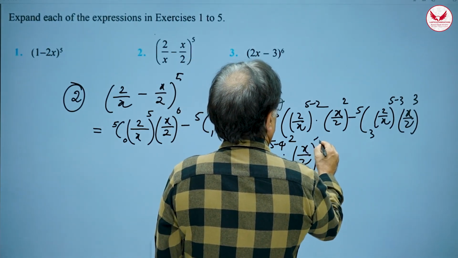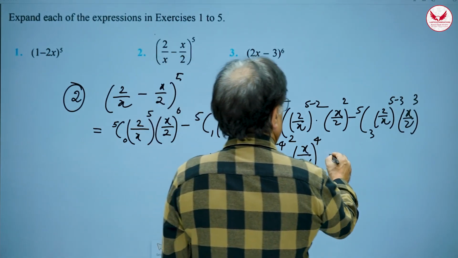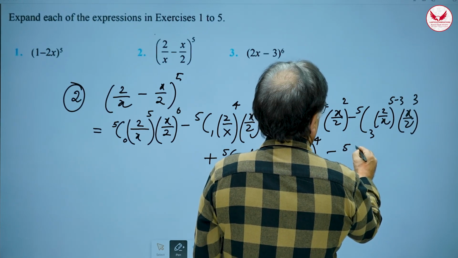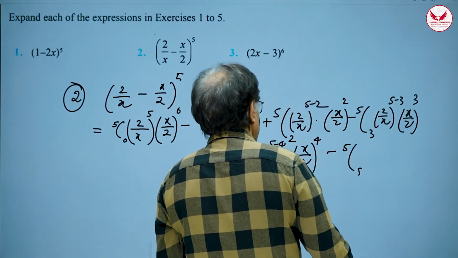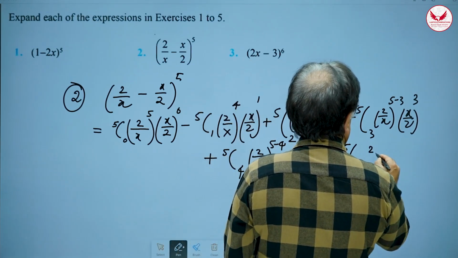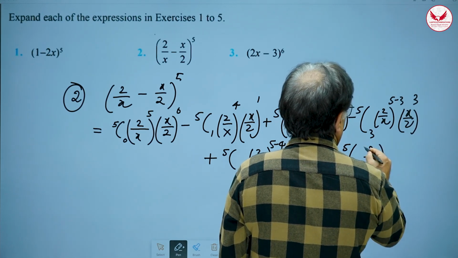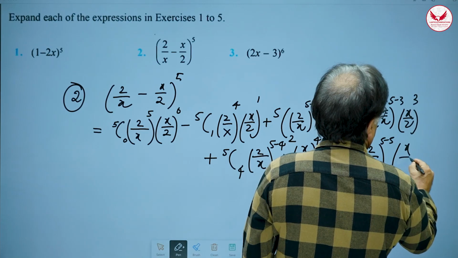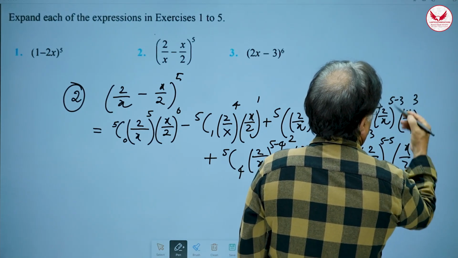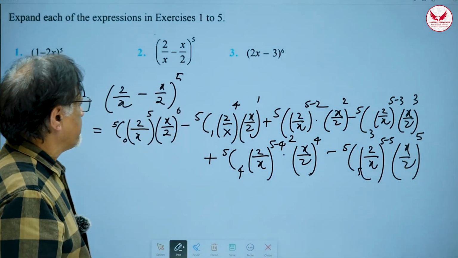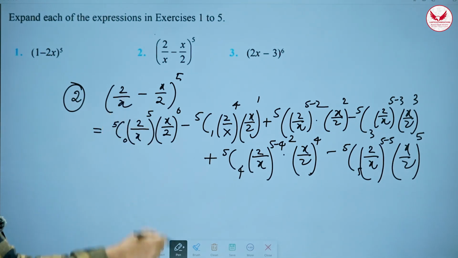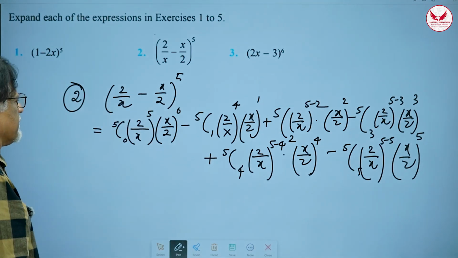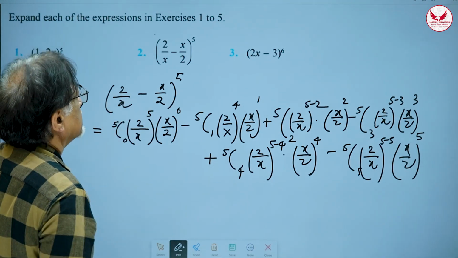It will be raised to 4. And we come to the last term, that is 5c5, right? 5c5, it is 2 upon x. This will be raised to the power 5 minus 5, whereas x upon 2 will be raised to its fullest extent, that is 5. Okay? This is how we apply the theorem, right? Systematically we applied the theorem, and now we'll write down the numbers.